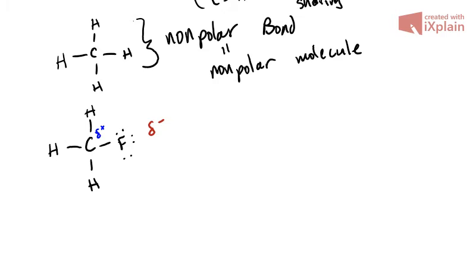Why is carbon and hydrogen not polar? Because the electronegativity of hydrogen and carbon are so close together that their difference is essentially zero.